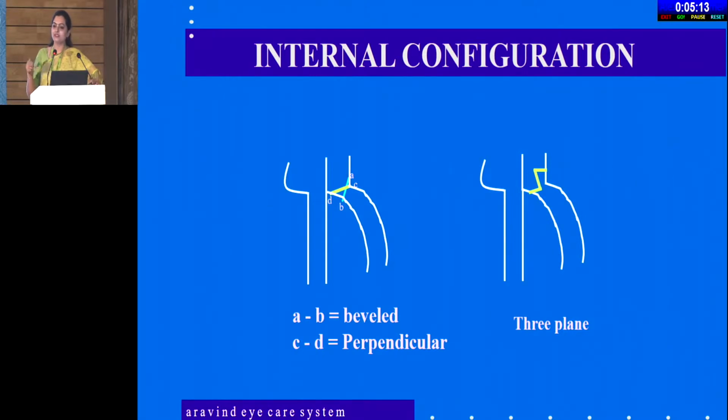Internal configuration, again, we prefer a triplanar incision. That is, once you create the wound, you enter, and then you dip for the internal entry, and then you make it. So what happens is you have a three-planar incision, and wound sealing is better. You won't have wound leak.